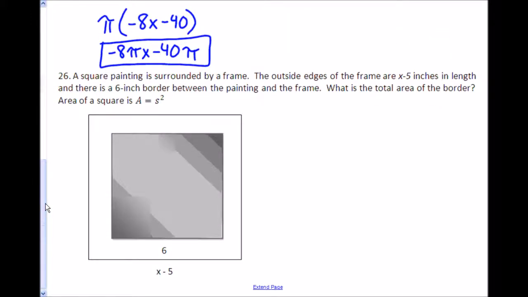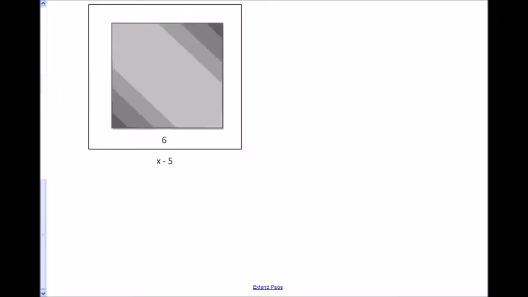For this last one, it says a square painting is surrounded by a frame. The outside edges of the frame are x minus 5 inches in length, and there is a 6-inch border between the painting and the frame. And we want to know what is the total area of the border. Okay, so there's a 6-inch border. In other words, this 6 inches is this piece right here. This is 6 inches wide between the picture and the frame.